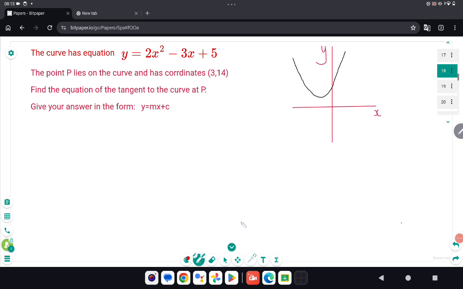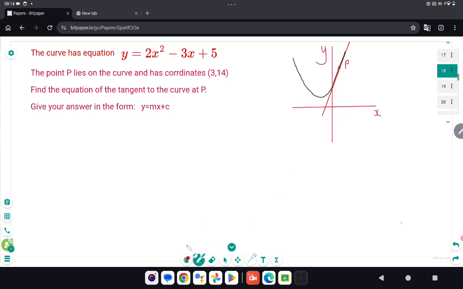Sometimes it's useful to have a little diagram to look at exactly what's going on. We've got our curve. It says the point P lies on the curve and has coordinates (3, 14), so let's say that's approximately here. There's our point P. Find the equation of the tangent to the curve. So let's draw a tangent, asking for the equation of that tangent at the point P.